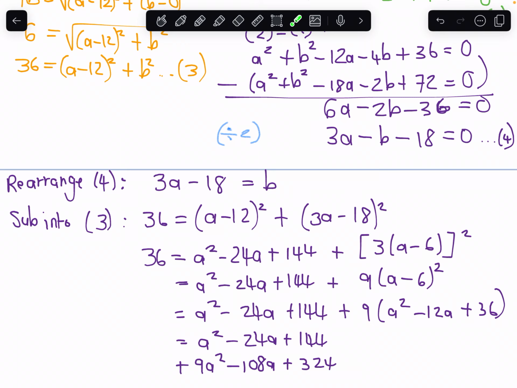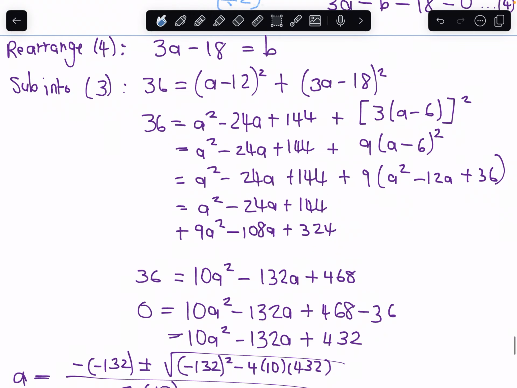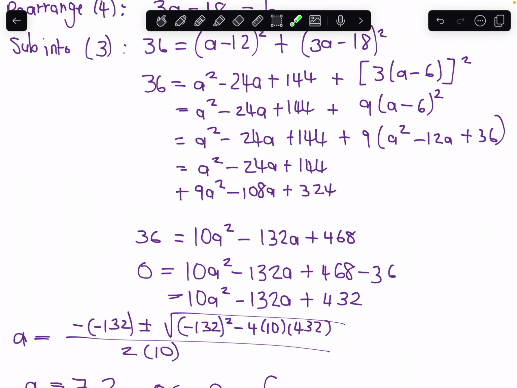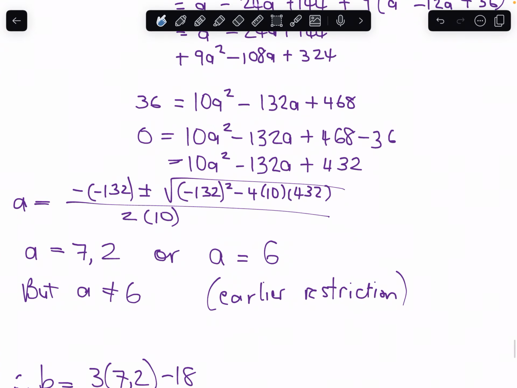36 times 9, 36 is the same as 18 times 2. 18 times 2 times 9, 18 times 18 also gives me 324, so that looks good. Add these all up, we get 10a squared, 108 plus 24 is 132, minus 132a, and then 468. And then we subtract 36 on both sides, so this leaves us with 432.